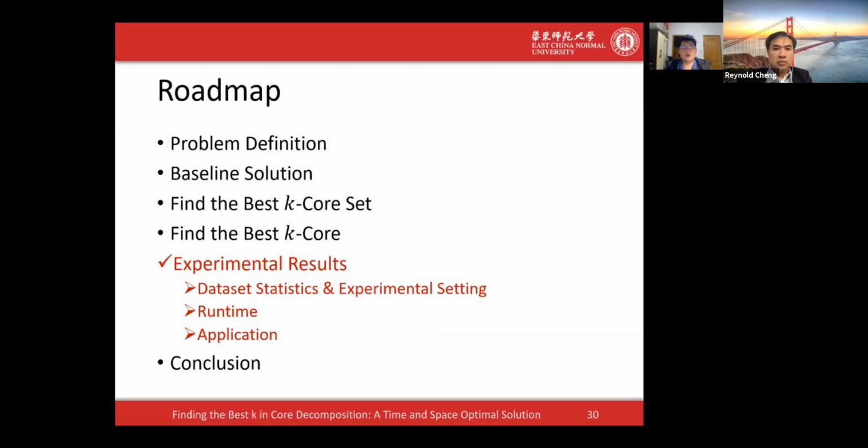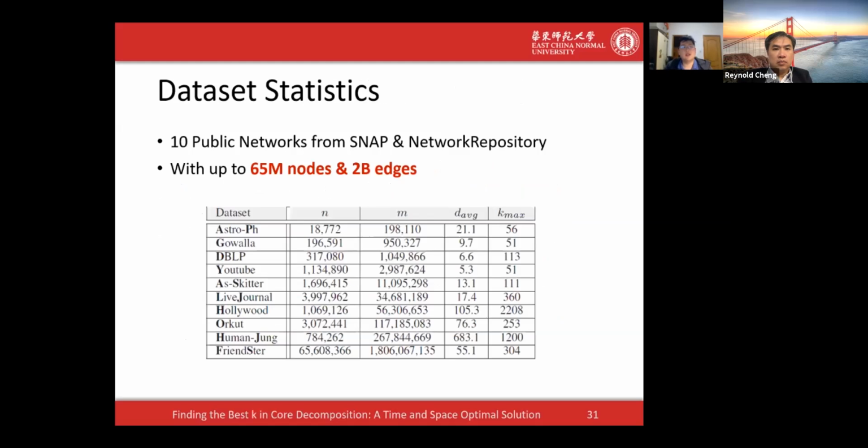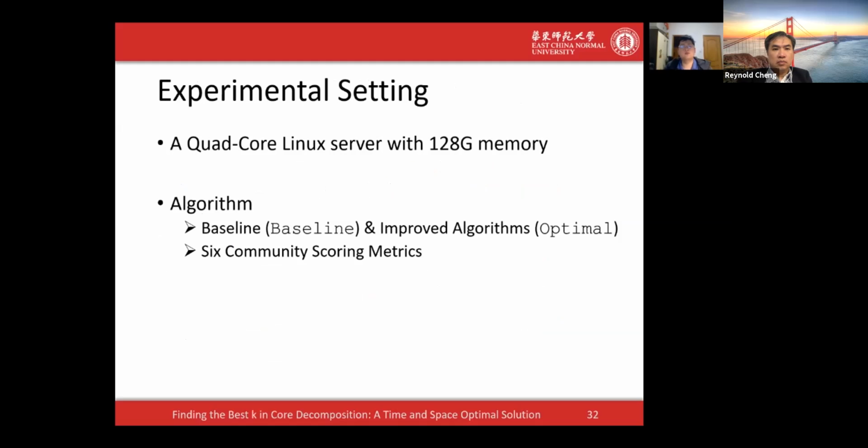Next, I will introduce the experimental results. We use 10 public networks from SNAP and Network Repository with up to 2 billion edges. We use a quad-core Linux server with 128 gigabytes of memory, and we implement the baseline and improved algorithms. We use 6 community scoring metrics.